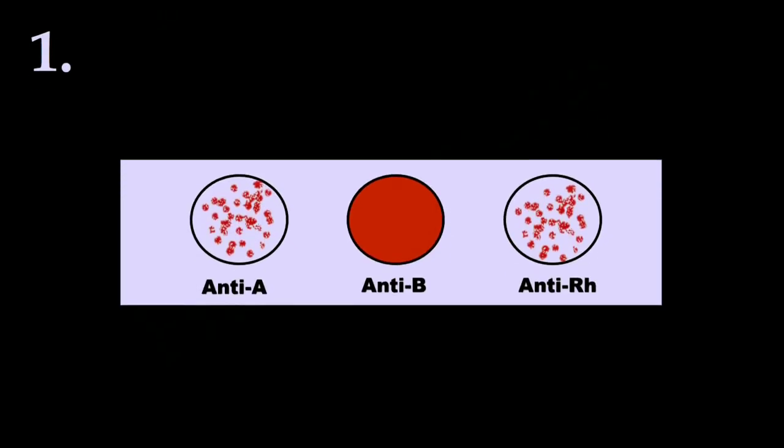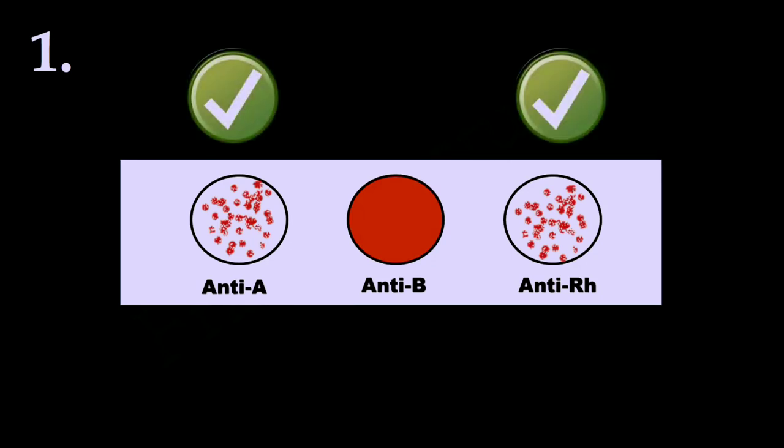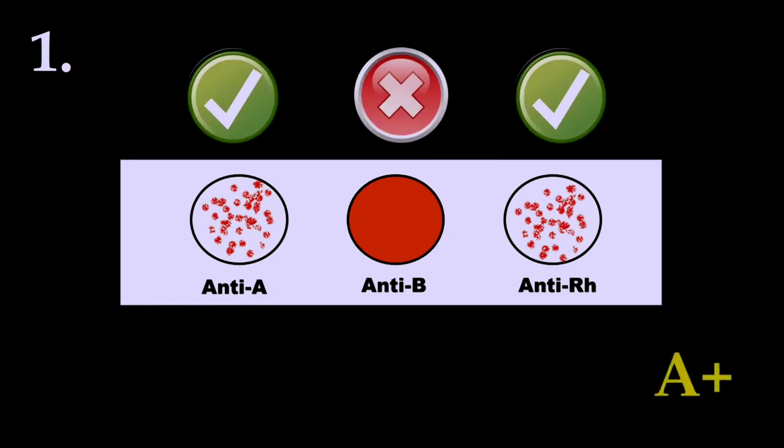Here you can see agglutination in anti-A circle and anti-Rh circle. This means antigens present on red blood cells are A antigen and Rh antigen. No agglutination in anti-B circle. Therefore, B antigen is absent. So, blood group is A positive. Recall that plus sign indicates the presence of Rh antigen.